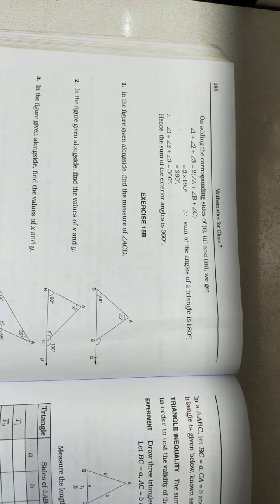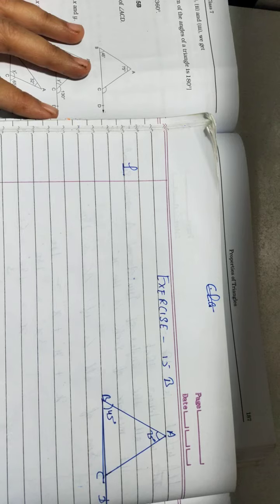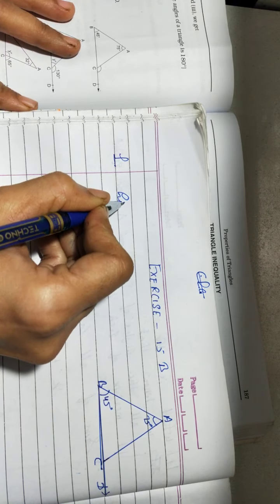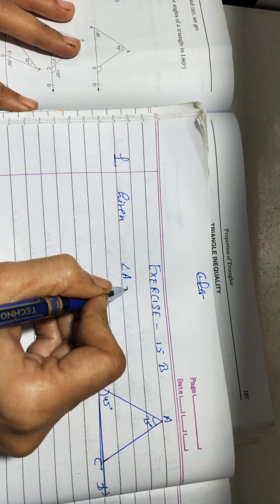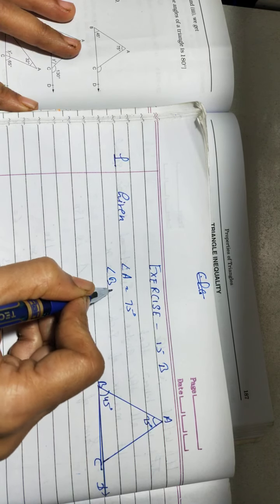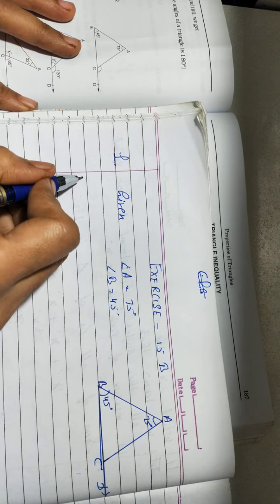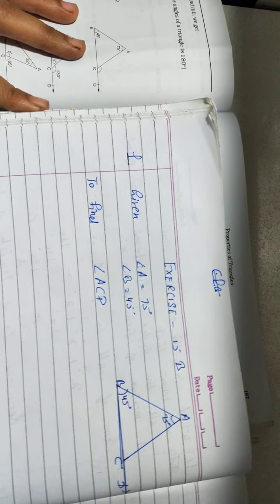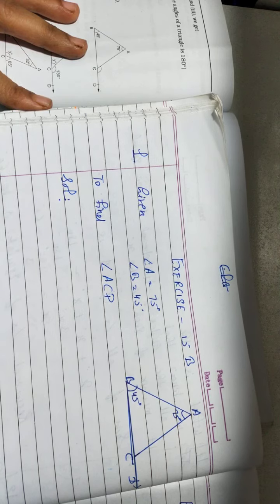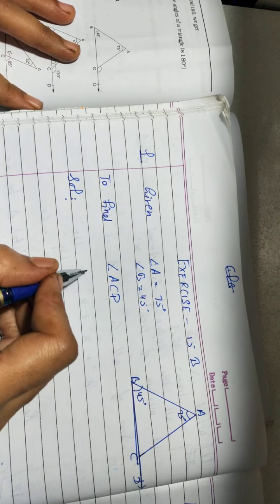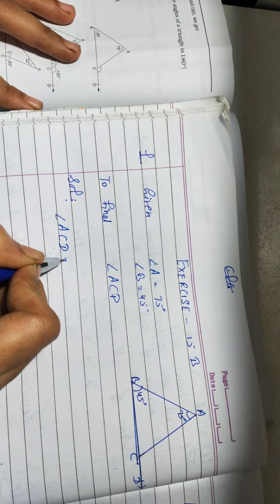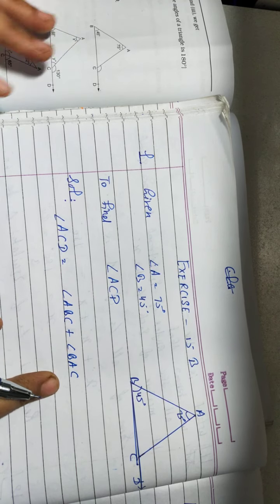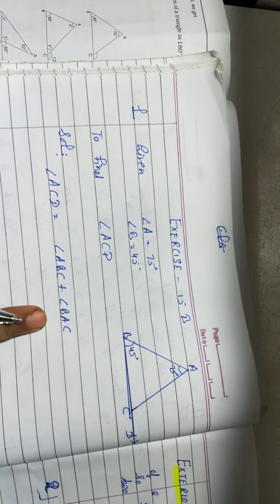Have a look. First, we'll draw the figure. Yes, class, this is the figure as it is from the book. In this question, you can write given: angle A 75, angle B 45 of triangle ABC. To find: measure of angle ACD. Solution, we will write it directly. Angle ACD is equal to angle ABC plus angle BAC, or you can directly write angle B plus angle A.